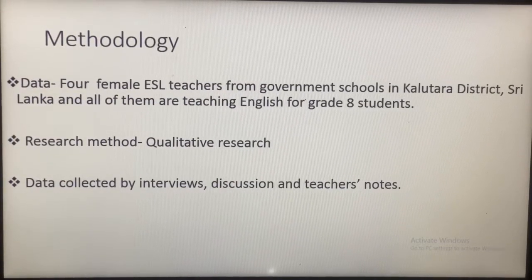In the methodology part, I used as participants four female ESL teachers from government schools in Kalutara district, Sri Lanka, and all of them teach English to grade 8 students. All of these female teachers have been English teachers for 4 to 6 years. My research method is qualitative research, and I collected data using interviews, discussion, and teachers' notes.